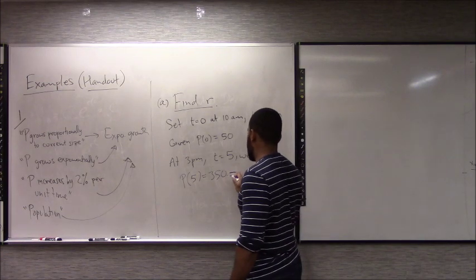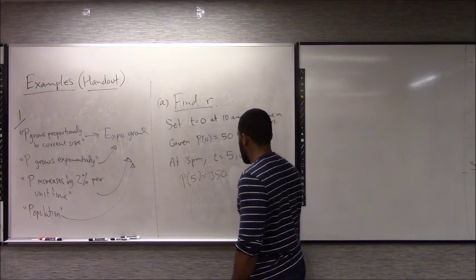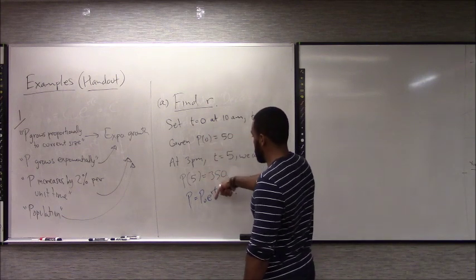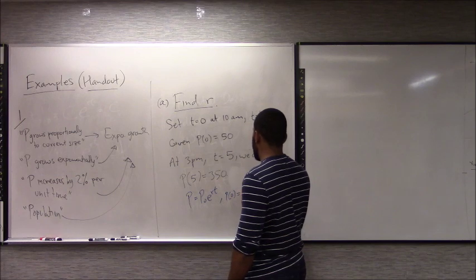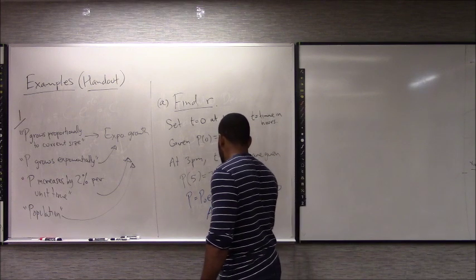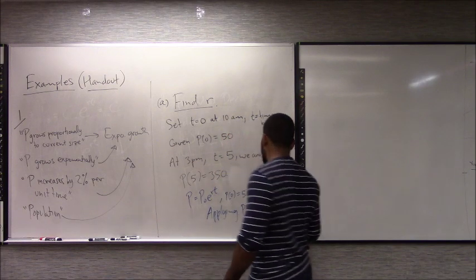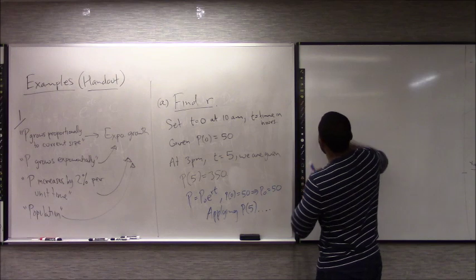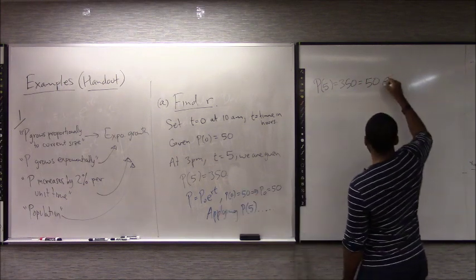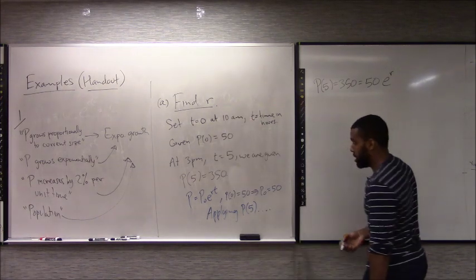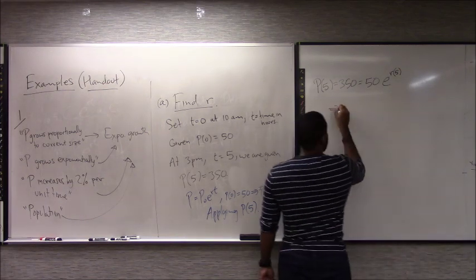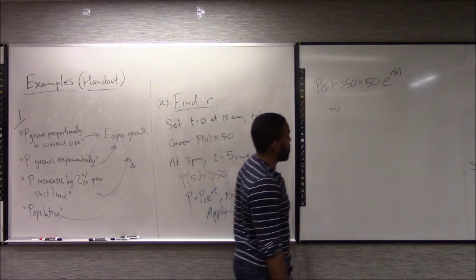Right, so we know that P is equal to P naught e to the rt. Of course, if I plug in t equals 0, I would get P naught. So P of 0 equals 50 implies that P naught equals 50. And so applying P of 5, we get the following. P of 5 is equal to 350, so that's going to equal 50, which is the P naught, times e to the r, which I don't know, that's in fact what I want to find, times t, which is 5, by assumption here. So this means I can actually solve for r here.